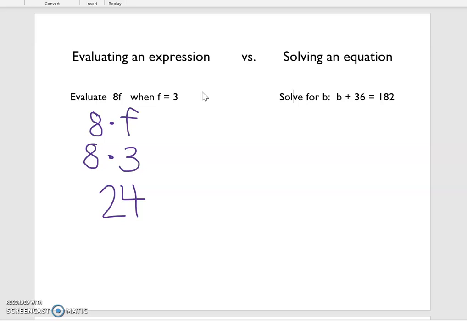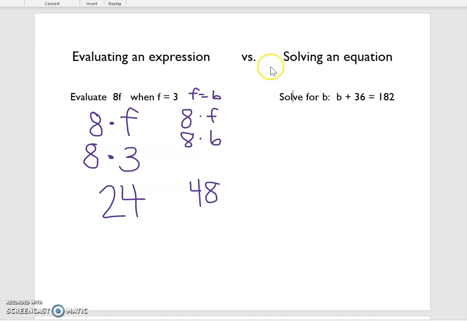When we evaluate, we can be told that the variable equals any amount. So I could also then add, what if f equaled 6? What would that be? Again, I would take the original expression, 8f. I'd replace f this time with 6. 8 times 6 is 48. So depending on what we are told the variable is equal to, our answer when we evaluate can be different numbers.